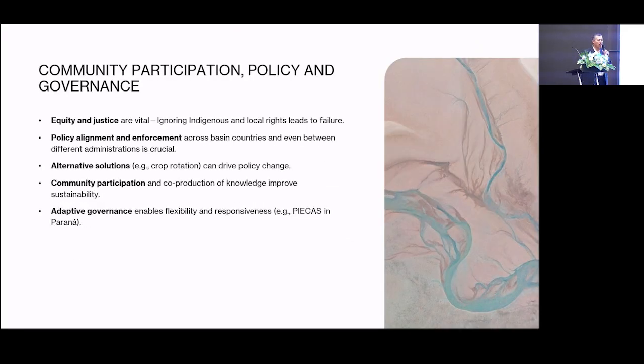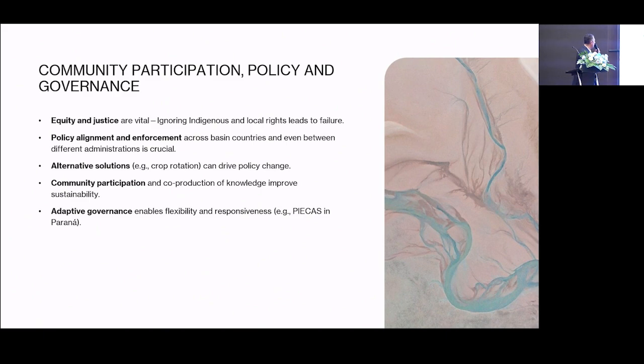Equity and justice, as some colleagues mentioned, is also a very important element here, so that we are not leaving anyone behind in terms of development and access to resources. This is something that we need to consider. Policy alignment and enforcement, not only across basin countries, but even within administrations, as Dr. Tree mentioned in his presentation. Alternative solutions: it is important to introduce alternative solutions in order to drive policy change, because without alternative solutions, it will be difficult to convince people and farmers to change, and even the policymakers.